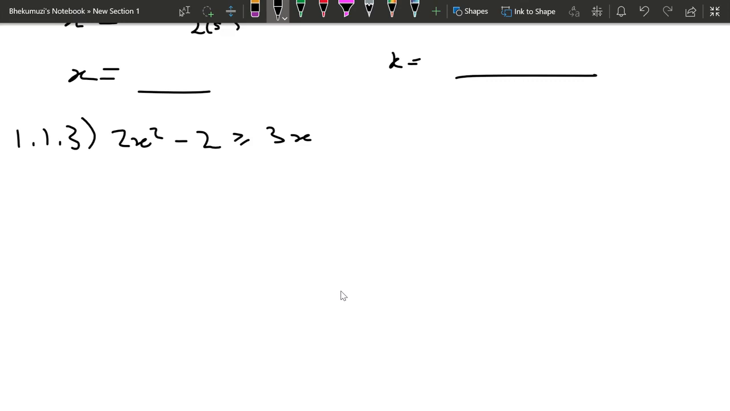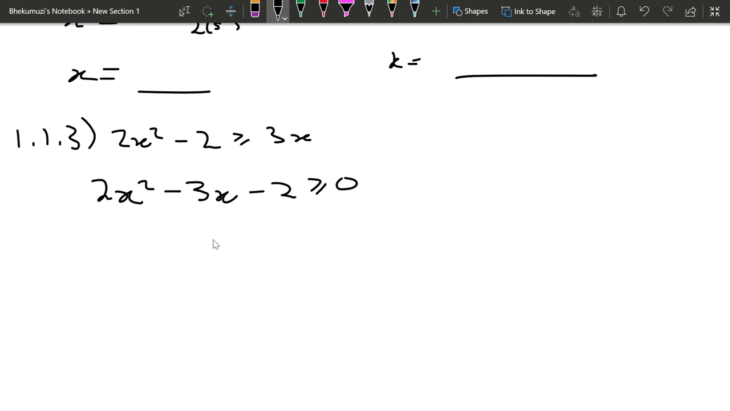So we still treat it as a normal equation. But the only difference now is that at the end, we get an interval of solutions. So in this case, the only thing we have to do is rewrite it: 2x squared minus 3x, because we take 3x onto the other side, minus 2, that is supposed to be greater or equals to 0, right? Fine. That's quite clear.